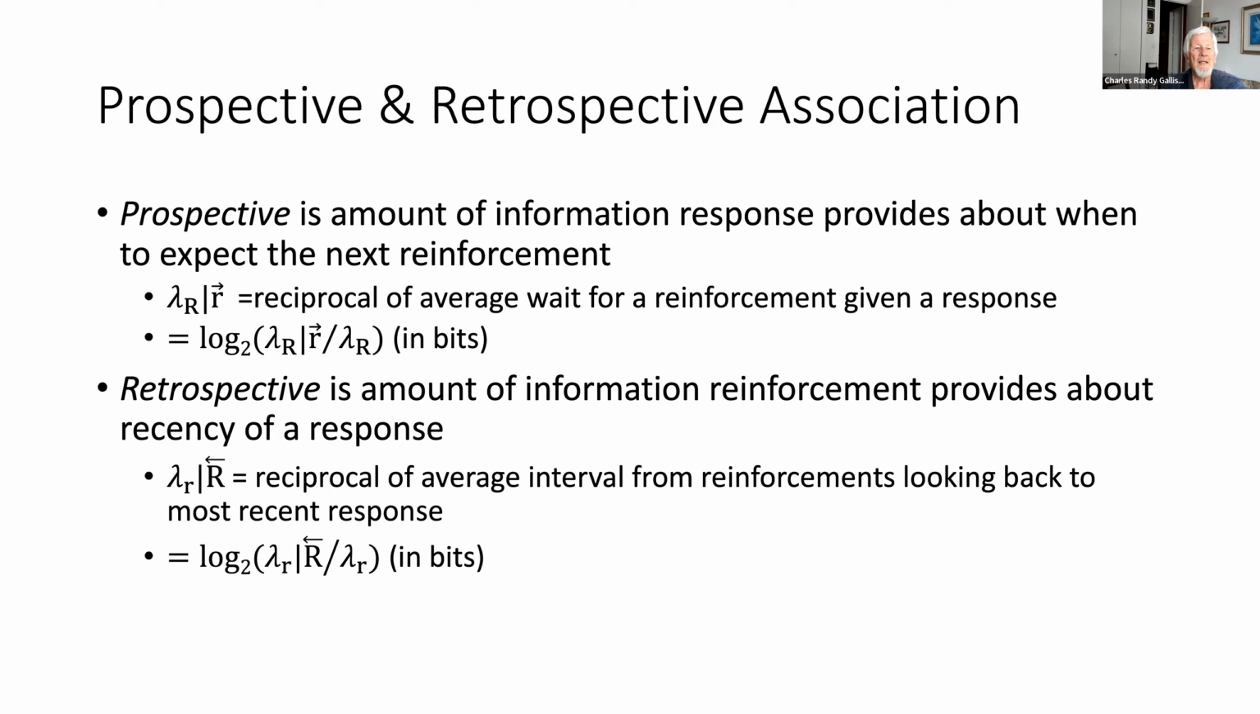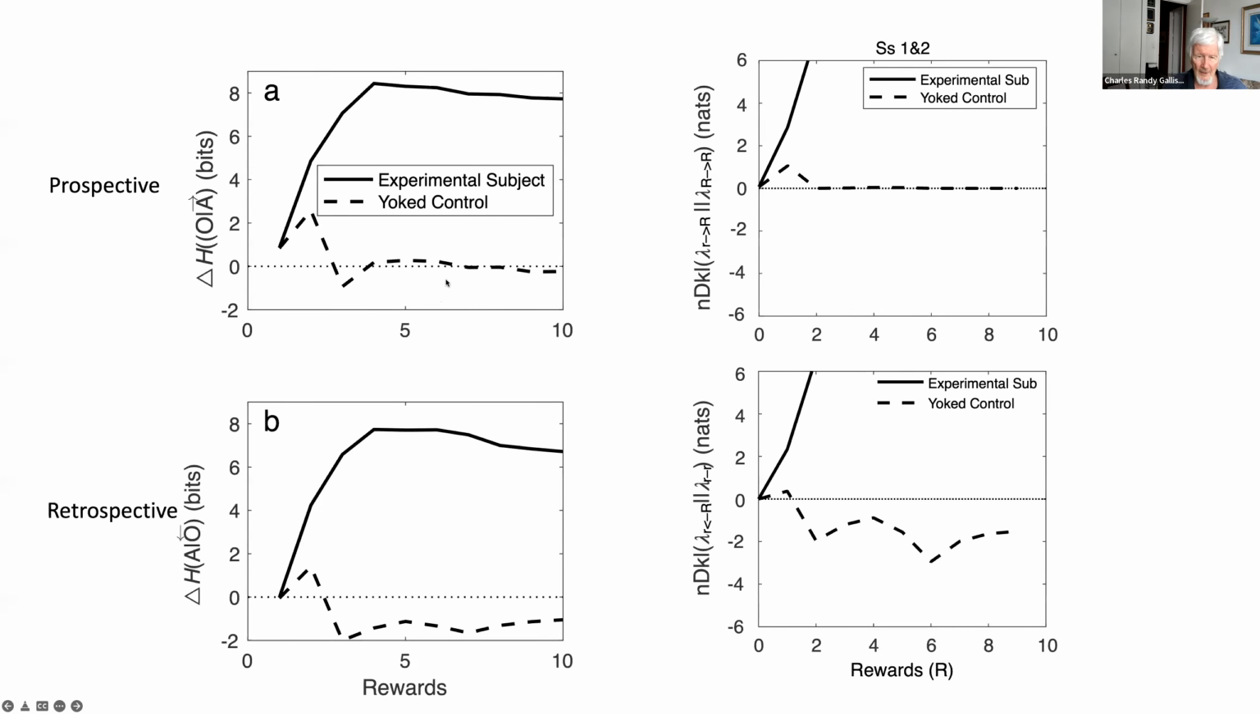In variable interval schedules, when you compute the information, once the animal's begun to respond rapidly, they respond much more rapidly than they're getting reinforced. And so if you ask how much information does a response provide about when to expect the next reinforcement, it's unmeasurably small. Right? But there the animals are banging away.